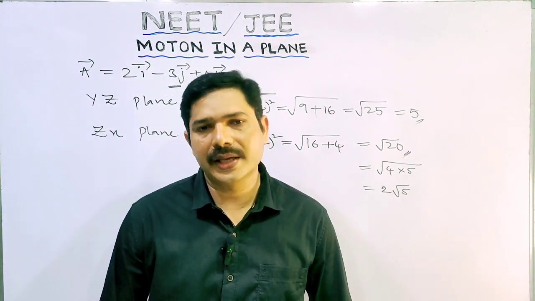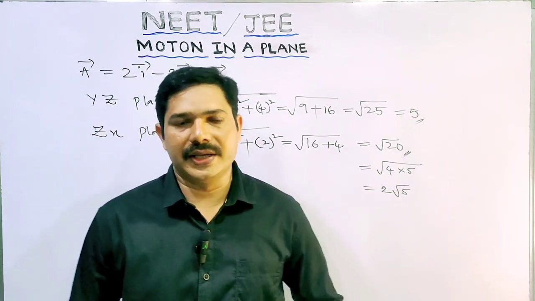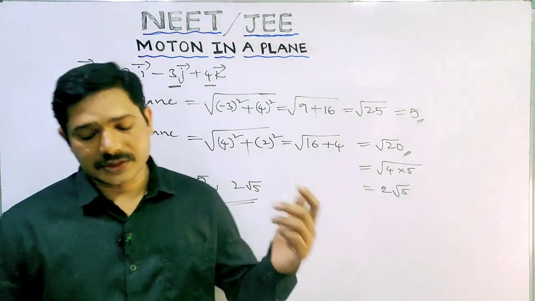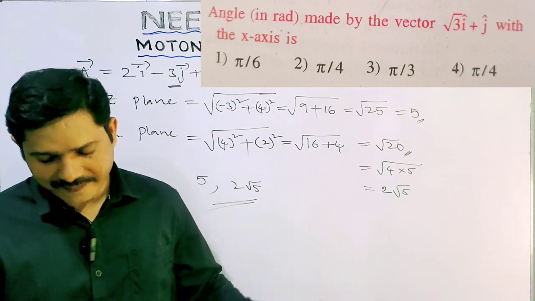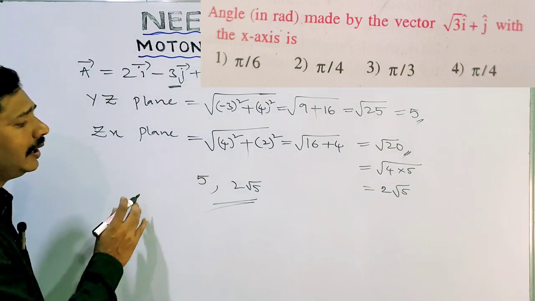In another, the angle with the axis they will ask. A vector making an angle with the x-axis, at what angle? So the vector is there, the magnitude of the vector is there, so they'll ask the questions. So we'll see one question that is given: the angle made by the vector root 3 i bar plus j bar.